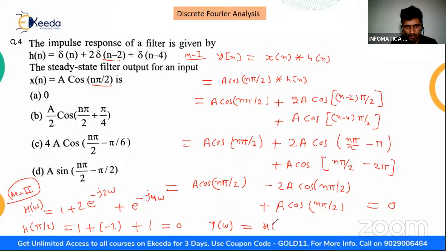Since Y of omega is equal to H of omega times X of omega, Y of omega is 0. From here, what you can say is that y[n] will be 0. So I've done it using method 2 also. Now let's move to the next question.